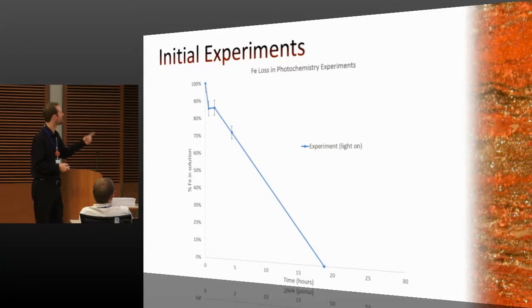Here's loss. So this is iron remaining in solution over time. That's white on. So then, though, I did my dark control. That's what it looked like.